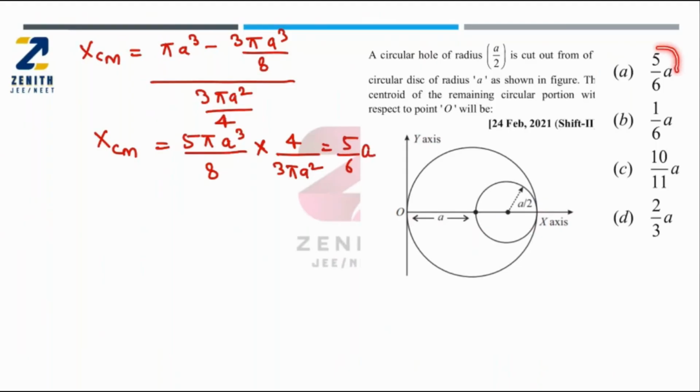So the x center of mass you have to calculate, which is nothing but 5 by 6 into a. Okay, so that means option A is the correct one. You can calculate the YCM, but the YCM will be 0. You can check it.